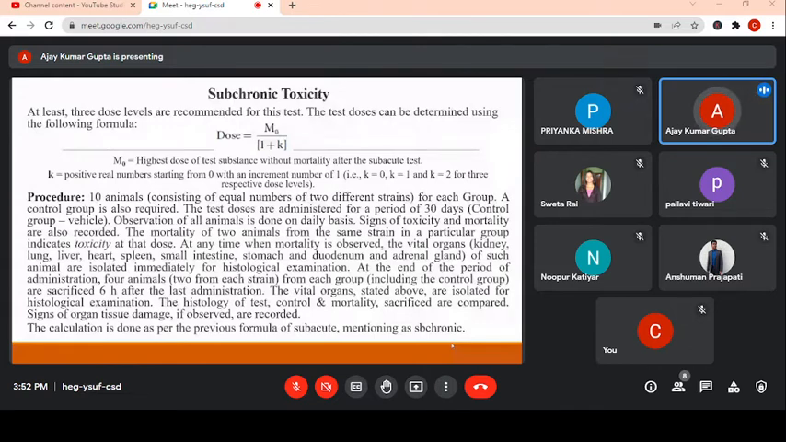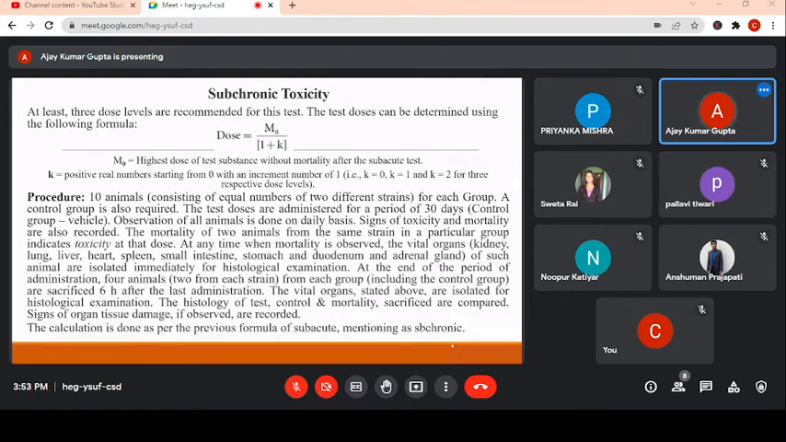Along with this test group, a control group is required, and this practice is also very well known to all of you. Doses are administered for a period of 30 days, where the control group only receives vehicle. Observation of all animals is done on a daily basis.